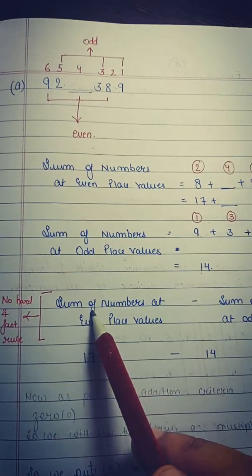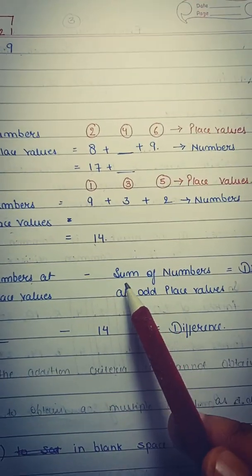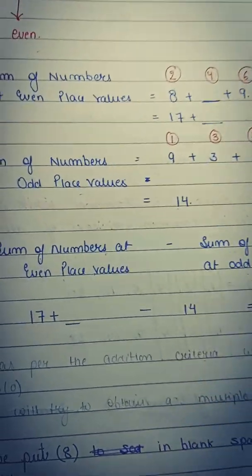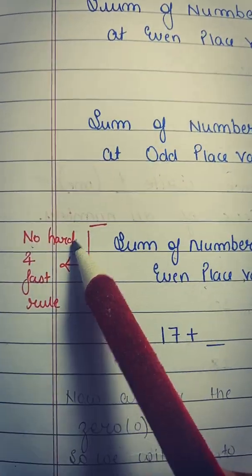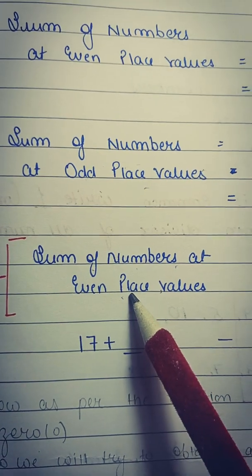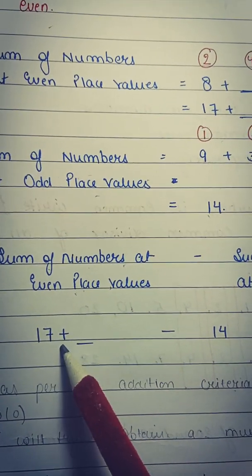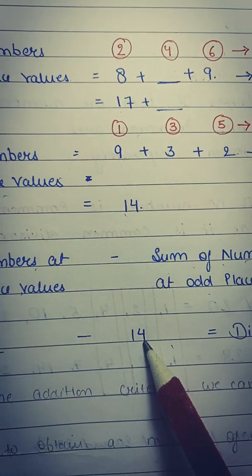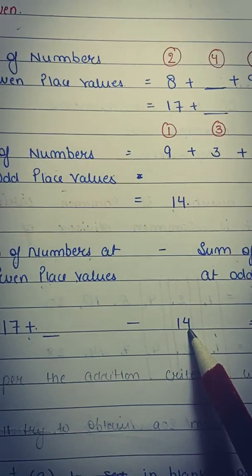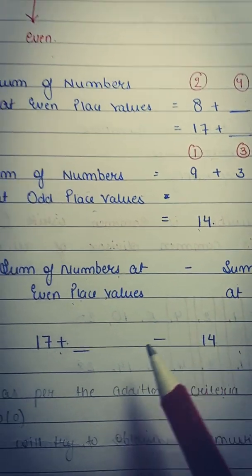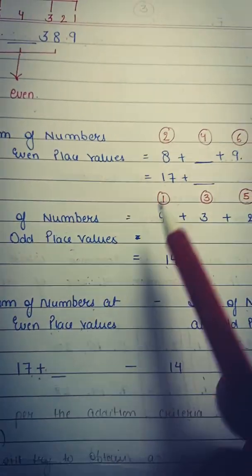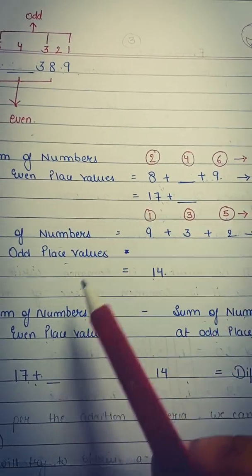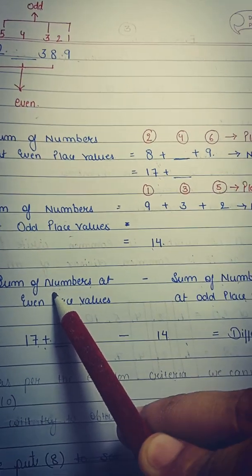Now, the sum of numbers at even place values minus the sum of numbers at odd place values is equal to the difference. Just now I told you this is not a hard and fast rule. You have to see it dynamically, because 17 is greater than 14, so I have put 17 plus blank over here and 14 over here, because I cannot subtract 17 from 14. So I have to keep 17 over here, and that's why I have calculated it separately, so that you can justify dynamically over here that we have to keep the bigger number on the left so that we can subtract the smaller number from it.